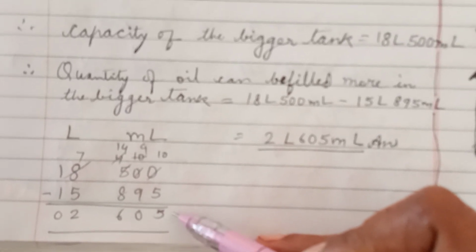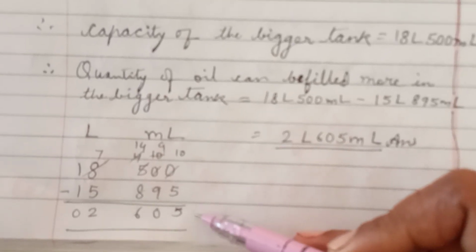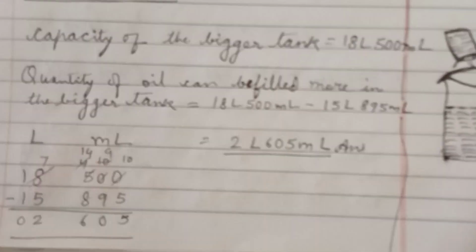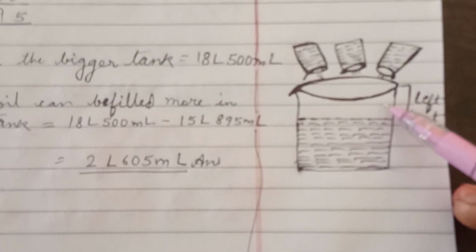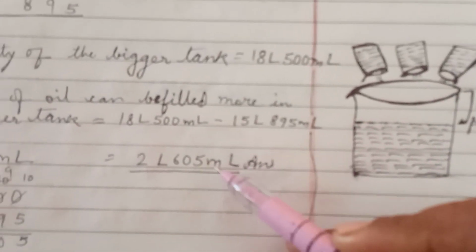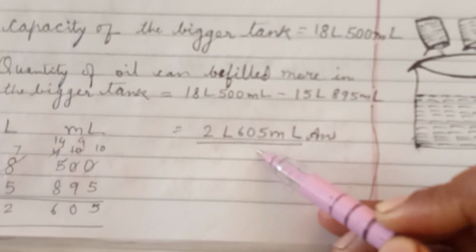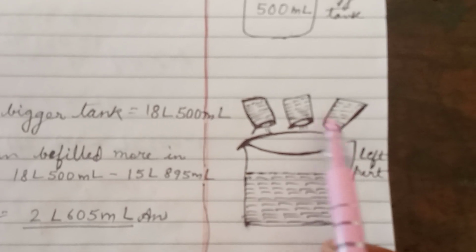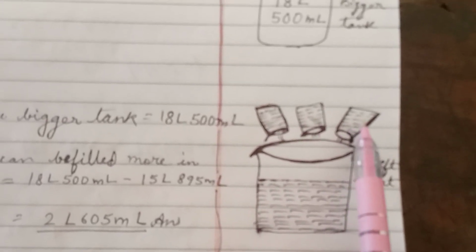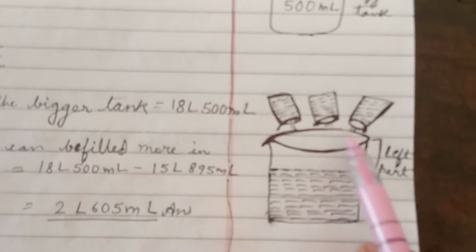So this much oil can be filled more. This much capacity is left. You can fill this much oil more in this space. So how much oil can be filled more? 2 liter 605 ml. I hope it is clear. So what you have to do, children? You have to add the quantity of oil in these 3 vessels and then subtract it from the total capacity of the bigger tank. Okay, clear?